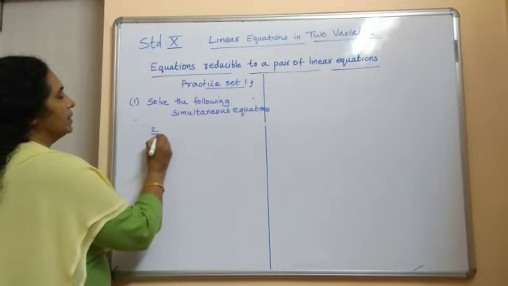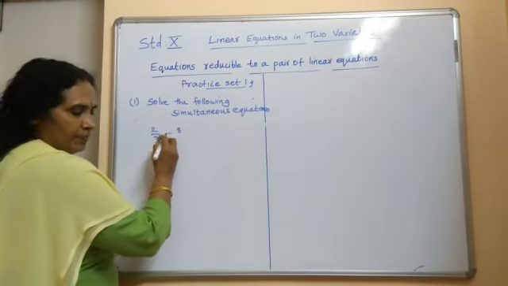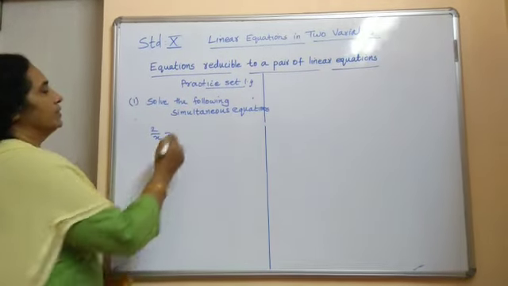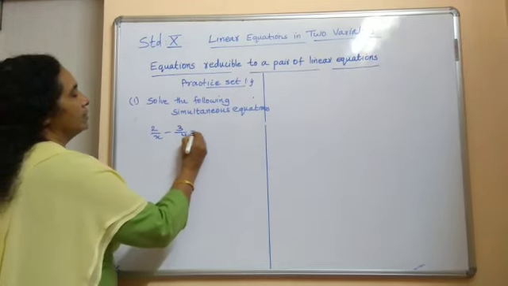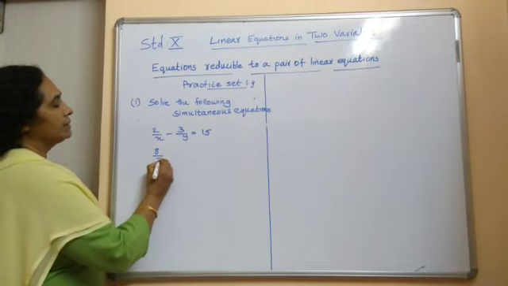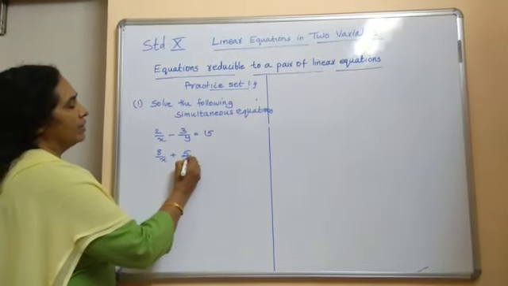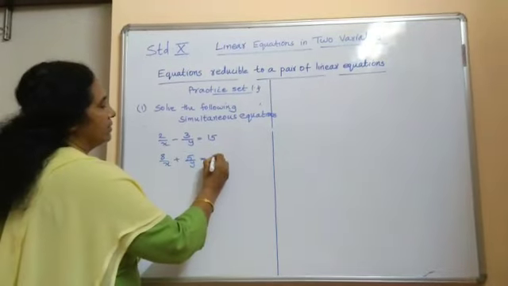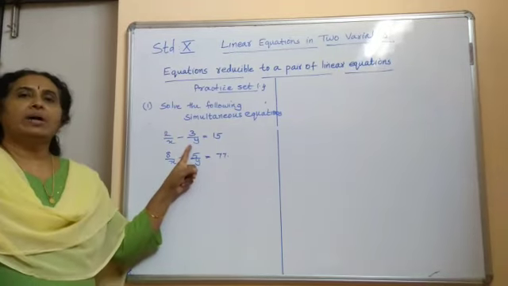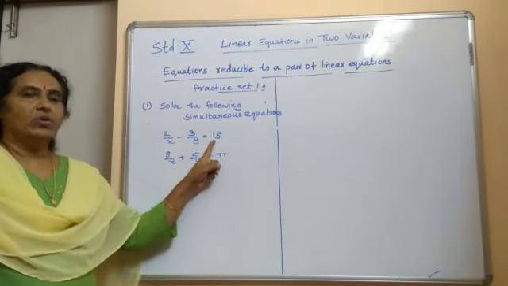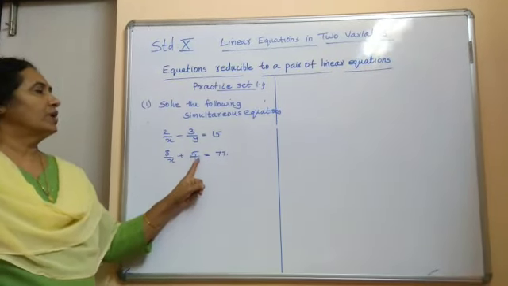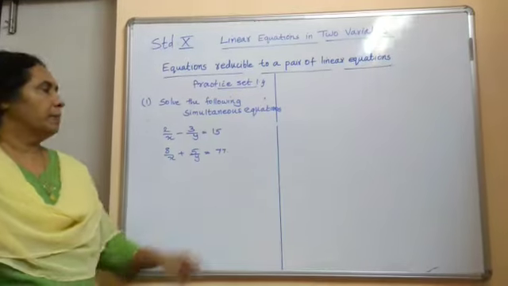2 upon x minus 3 upon y is equal to 15. Second equation is 8 upon x plus 5 upon y is equal to 77. So the given equations are 2 upon x minus 3 upon y is equal to 15 and 8 upon x plus 5 upon y is equal to 77.